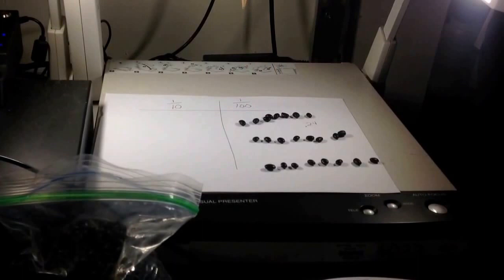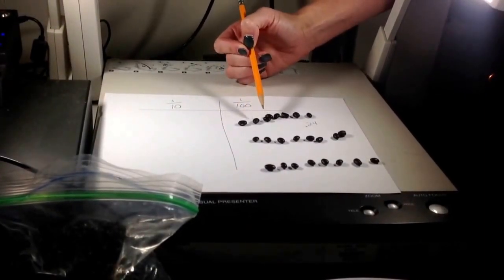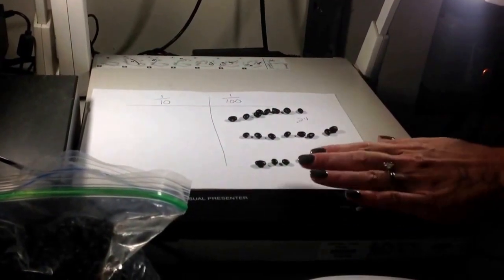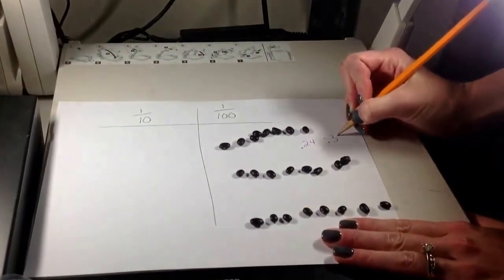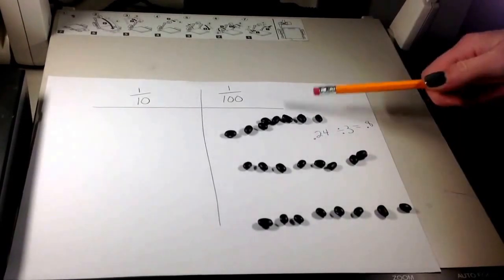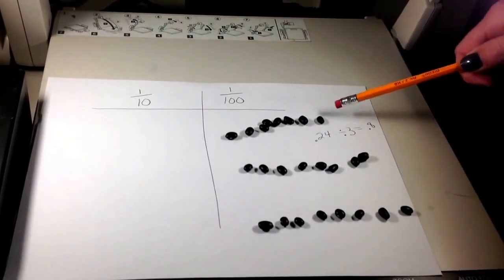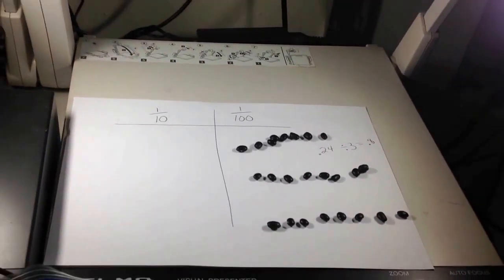And if we count up the number of hundredths in each group, we have 1, 2, 3, 4, 5, 6, 7, 8. So I know that 24 hundredths divided by 3 is going to give me 8 hundredths. Because when I split it up into 3 groups, I ended up with 3 groups with 8 hundredths in each group. Alright, we'll look at another one.